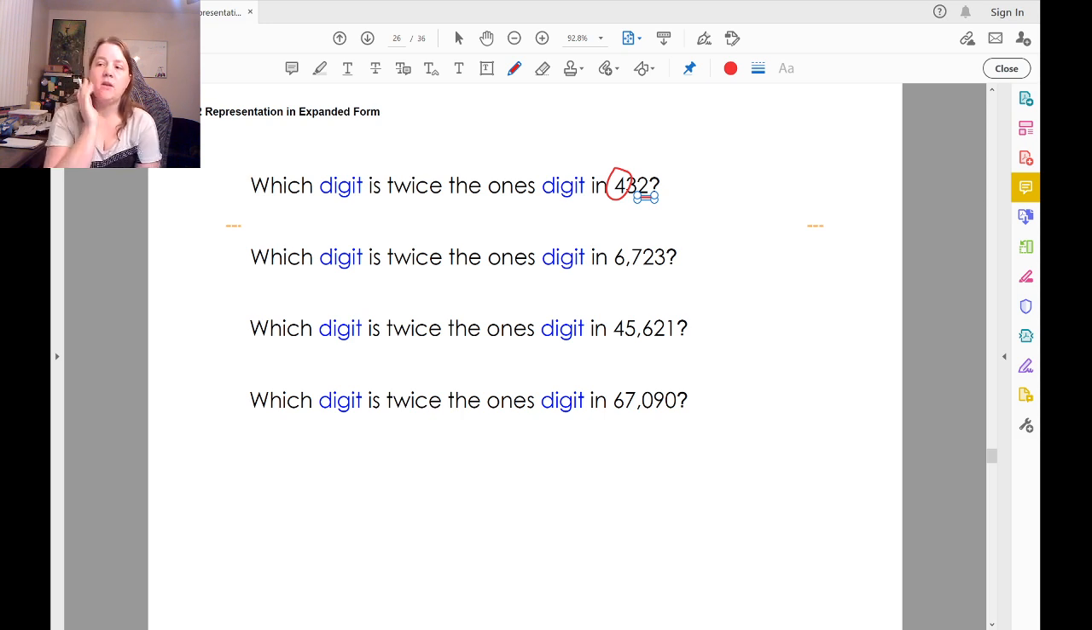Welcome back. What digit is twice the ones digit in 6,723? Well, the ones digit is 3, so twice that digit is 6. Twice the ones digit in this number? Well, the ones digit is 1, so 1 times 2 is 2. Which digit is twice the ones digit? Double nothing is nothing. Okay.